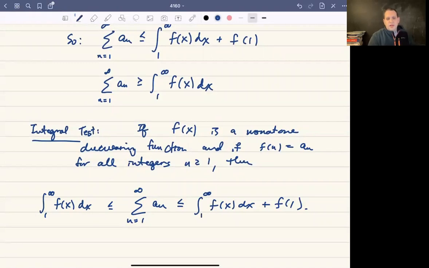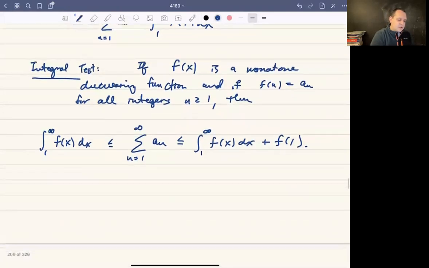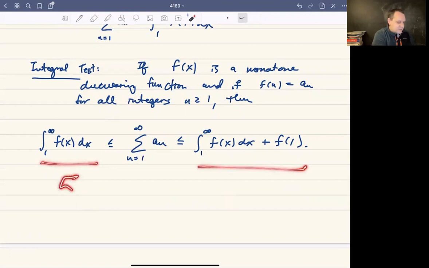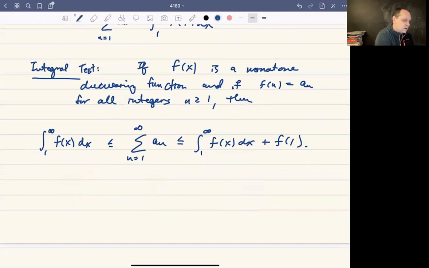And the reason why this is relevant is that sometimes evaluating integrals is easier than evaluating sums. And so it turns out that if this integral converges to, say, 5, and if f of 1 is 2, I'm just making up values, but if this is 5 and if this is 7, then this series is going to converge because all the values, I forgot one important thing here.